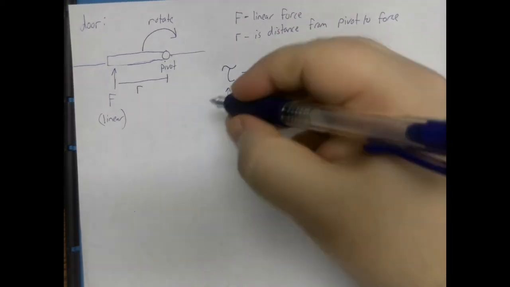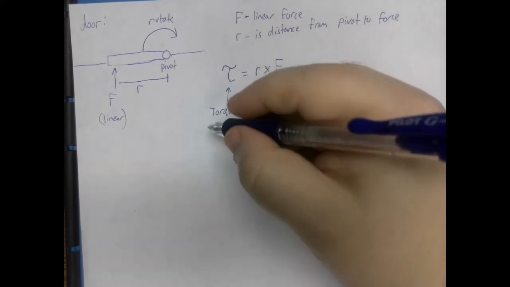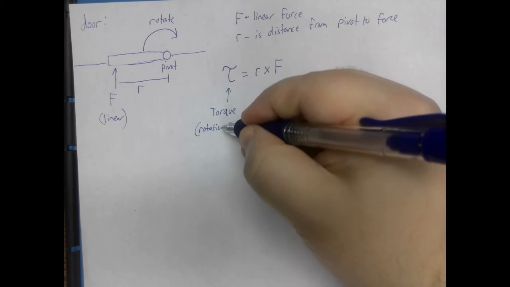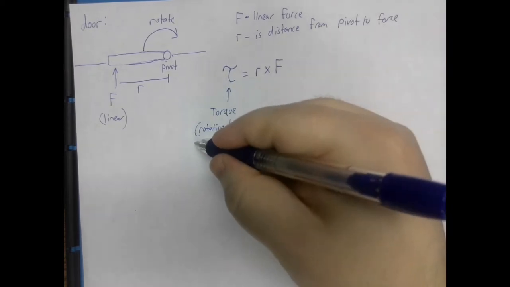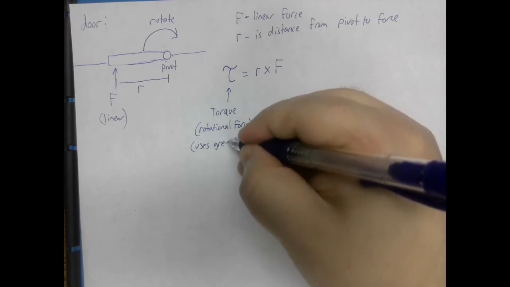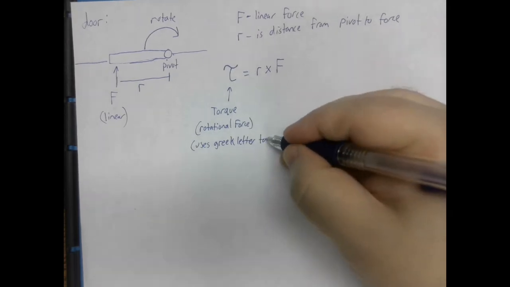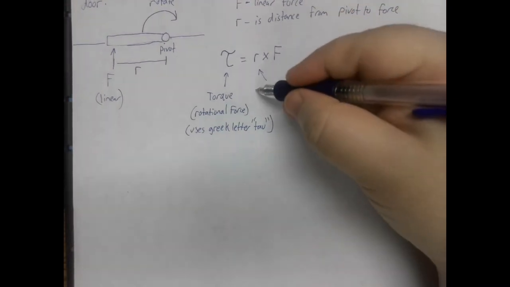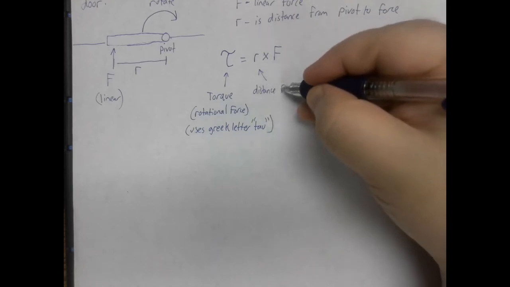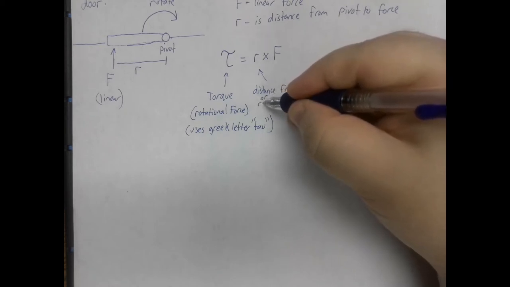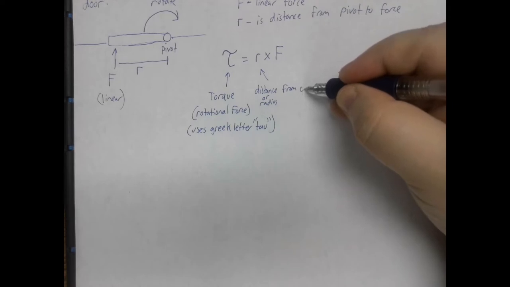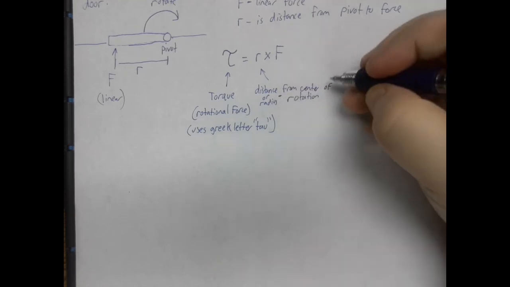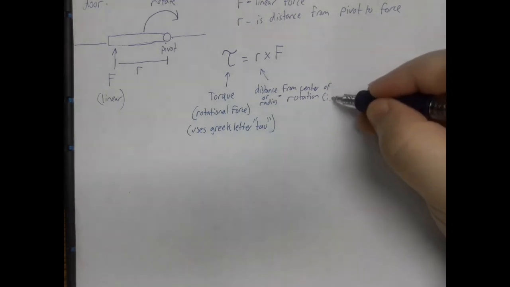So this is torque. It can be thought of as rotational force. It uses the Greek letter tau. This is distance or radius from the center of rotation. The pivot point, i.e. pivot.